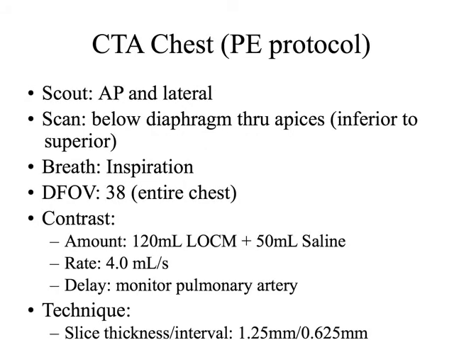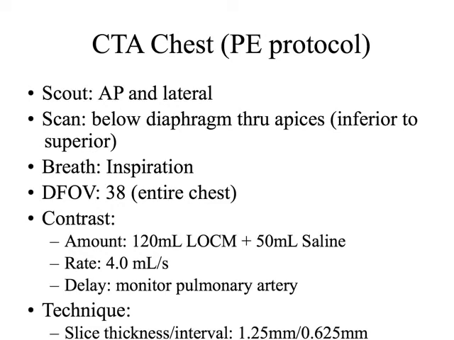So this is a CTA of the chest, a PE protocol. We're going to do an AP and lateral scout, and we're going to want to scan from below the diaphragm up through the apices. So we've switched the game a little bit in that we're going to scan from inferior to superior, and this is so that we are able to adequately visualize the pulmonary arteries before the contrast has exited.